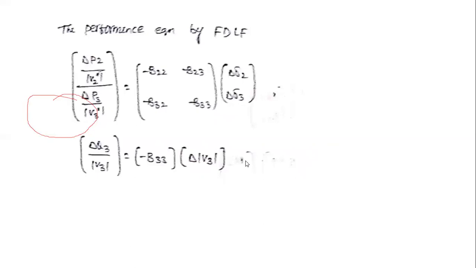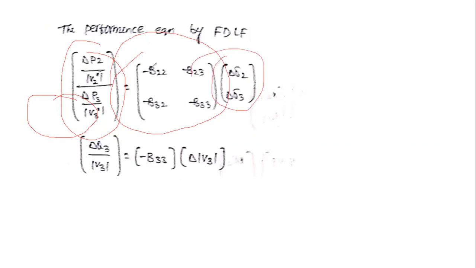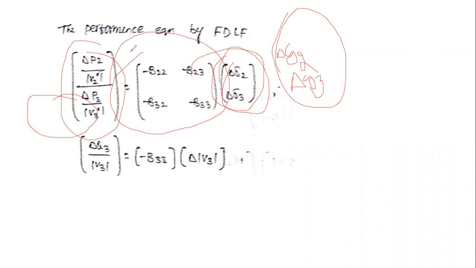The formula for the fast decoupled method is delta P by V2, delta P by V3 dash is equal to B22, minus B23, B32, minus B33, times delta delta 2, delta delta 3. By using this formula, we calculate the delta 2 value and delta 3 value. After calculating these values, we calculate the change in the delta. That is the specified value.